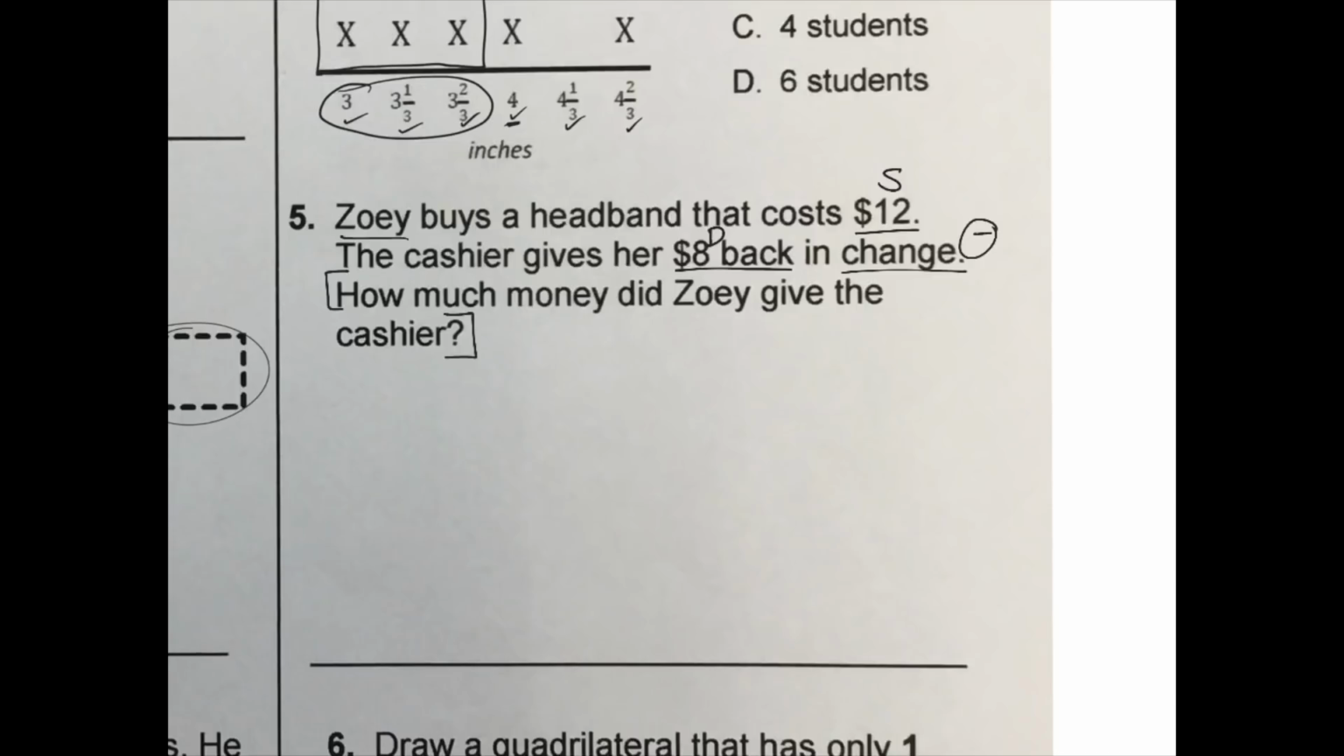Change, we know, is a subtraction problem. So we're going to set up bigger minus smaller equals the difference. I know my bigger number is going to be the money she gave the cashier. So this is my missing part that I don't know. The smaller amount of money is $12. That's how much the headband cost. The difference is $8 because that's how much she got back in change. So you have a missing subtraction problem. How can you solve that? The next part is up to you.